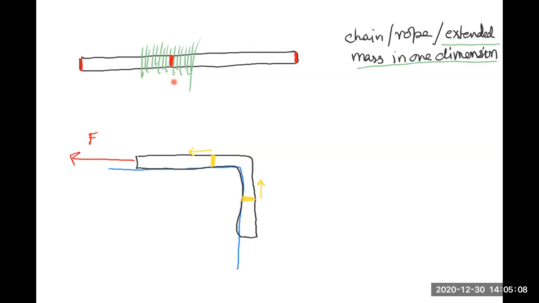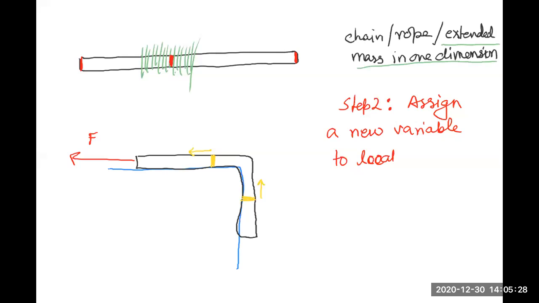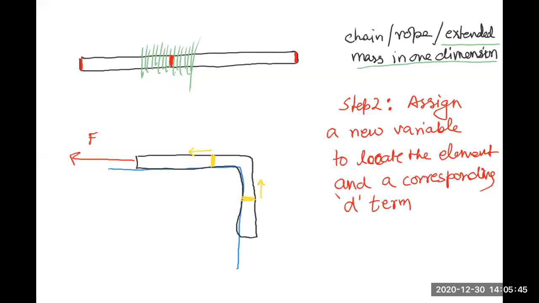And then comes step 2. Step 2 is to assign a new variable to locate the element and a corresponding d term for the element itself.